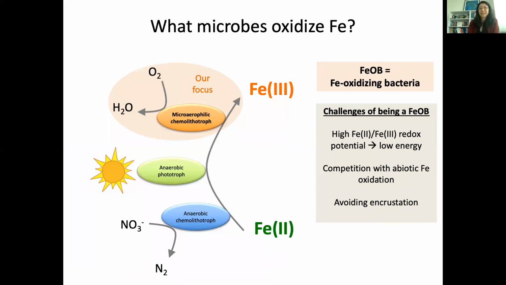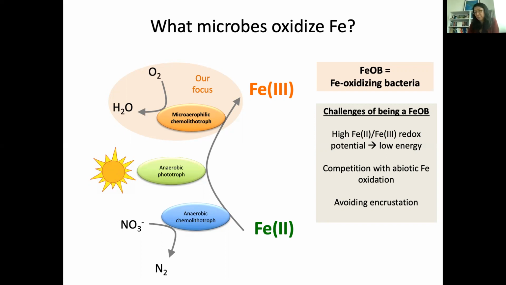Microbes can take advantage of this vast iron source and both oxidize and reduce, but we're going to focus on iron-oxidizing microbes. Within them, there are many different kinds, but our focus is on ones that oxidize iron 2 to iron 3 and couple that to breathing oxygen as we do. So I will call these FeOB, iron-oxidizing bacteria. And it's not an easy life. This is a high potential metabolism, high redox potential, and so there's not a lot of energy. So they need to go through a lot of iron to survive.